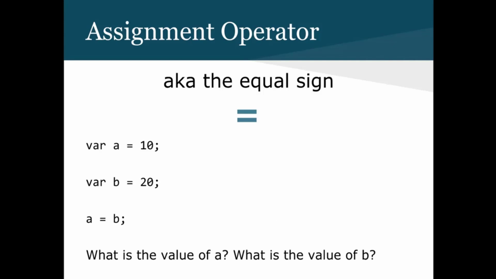So when we look at the question here, what is the value of A? Well, we know that the value of A is 10. What is the value of B? It's 20. When we get to the end of our code, A equals B, what is the value of A at this point? And what is the value of B? Well, they're both 20 because we've reassigned the value of A to the value of B, which is 20. So now they are both 20.